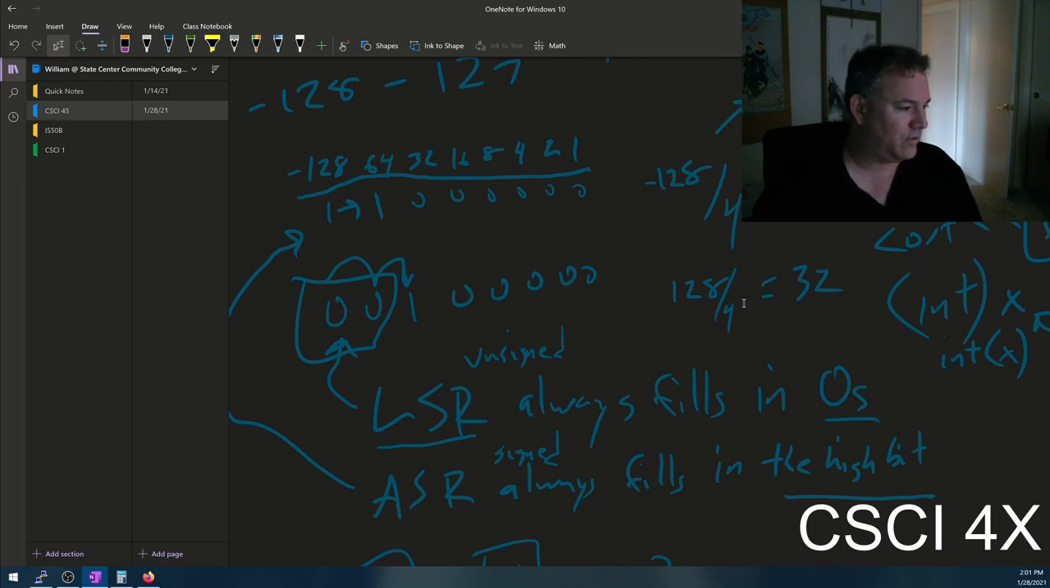Is the worksheet pretty straightforward? The caching one, the one he's about to assign. You did the caching worksheet, right? That was due today.